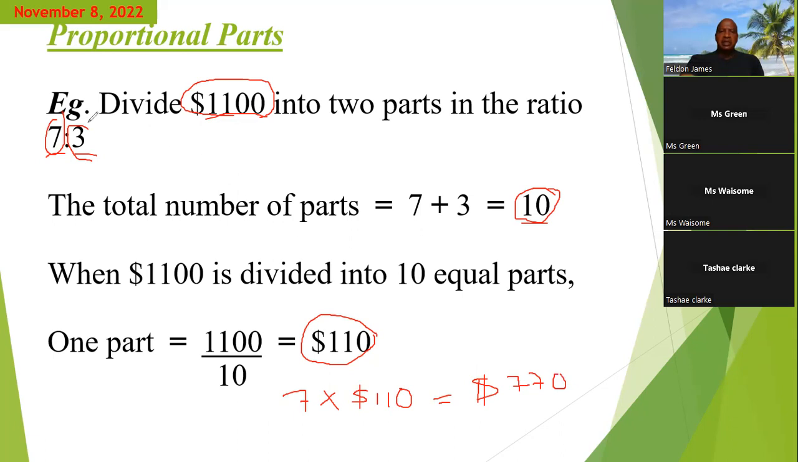And now to get the parts representing the 3 parts, we would just simply times 3 times 110. And that would give us $330.